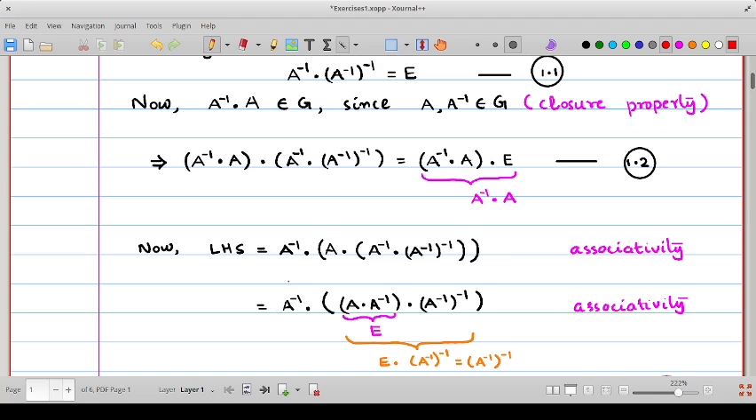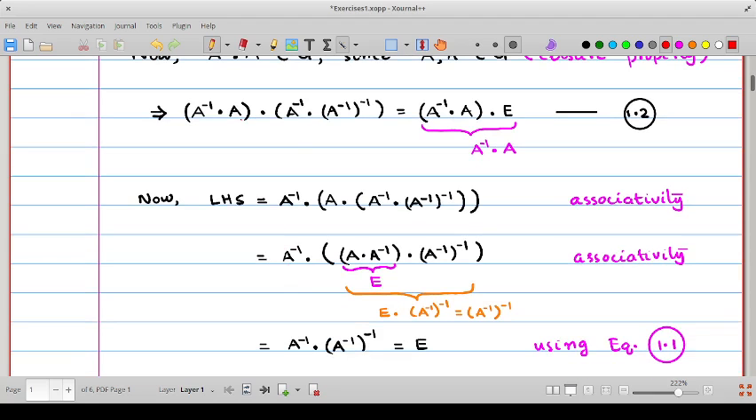Now, the LHS can be manipulated as follows. The group multiplication is associative, and therefore this product, which is the product of this element with this element followed by the result of this product with this element. This element in fact is the product of A inverse and A inverse inverse. But then because of the associativity, I can take the product of this with this first and then take the product of the result with A inverse. So that's what we will do here. So I have A inverse and then the product of A with this.